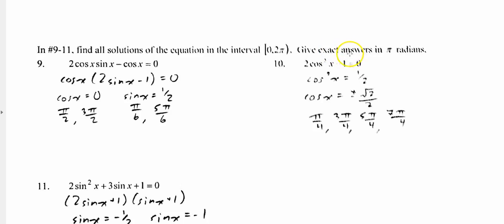What I recommended instead, though, was just to perform opposite operations. I added 1 to the other side, divided by 2. So now I have cosine squared equals 1/2. And then to get rid of the exponent, I'm taking the square root of both sides. Many people forgot that when you take the square root of both sides of an equation, you get a plus or minus answer. So a lot of people only got half credit for that.